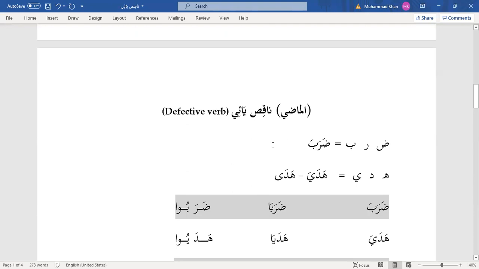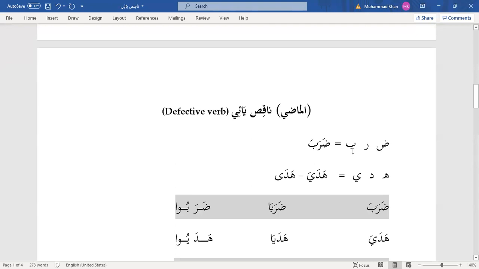Which one is the most important? Daraba yadribu. However, naqis wawi has only one bab, which is the most important, whereas naqis ya'i has 3. So first we start with the most important, then with the one that is second most important, and then the third one that is the least important. Okay. Now look at the first change as we have discussed here.